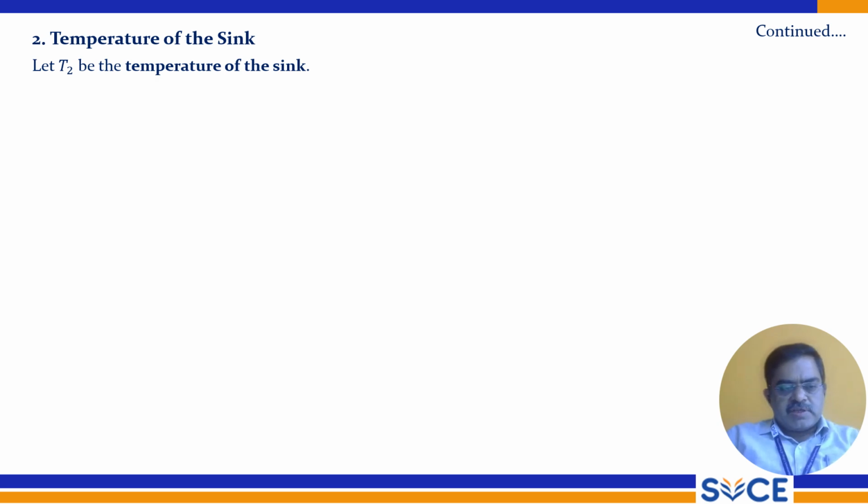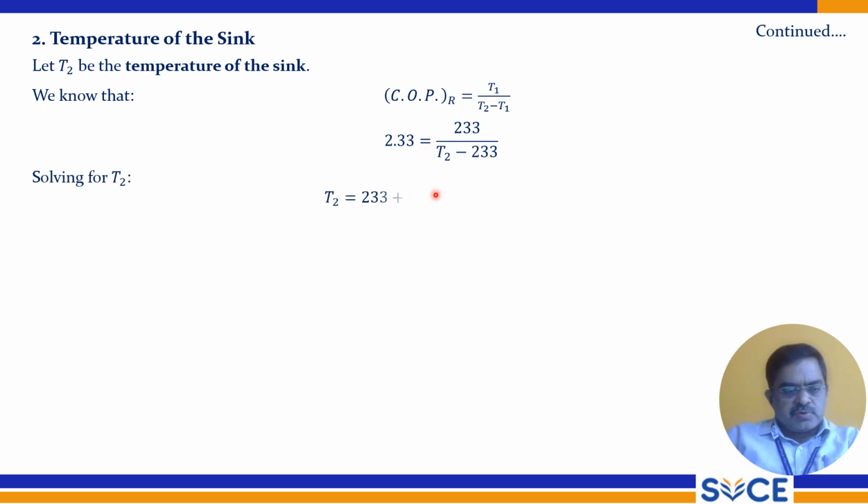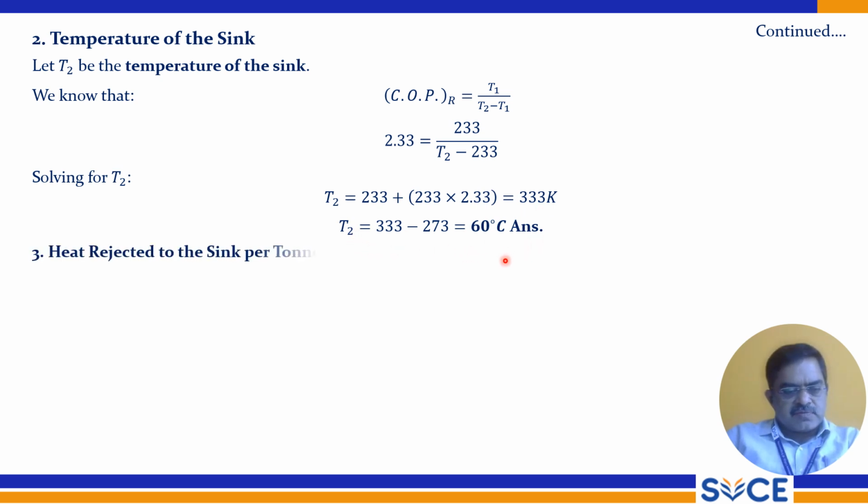Let T2 be the temperature of the sink. So we know that COP of R equal to T1 divided by T2 minus T1. So we know 2.33, that is the COP of R, and 233 divided by T2 minus 233. So we will be getting the T2 value. So T2 is equal to 333 Kelvin, and T2 equal to 60 degrees Celsius in terms of Celsius.